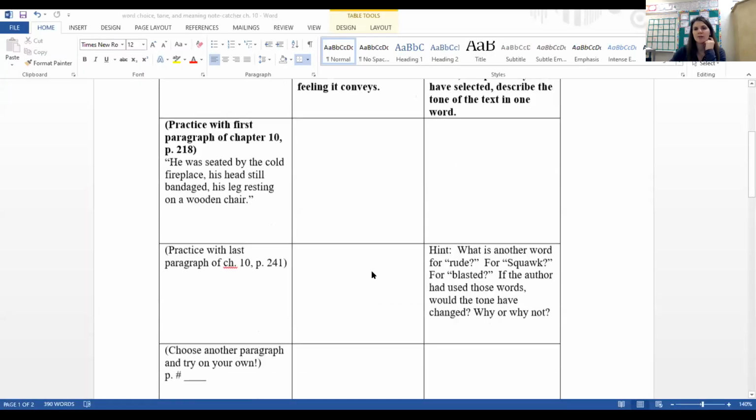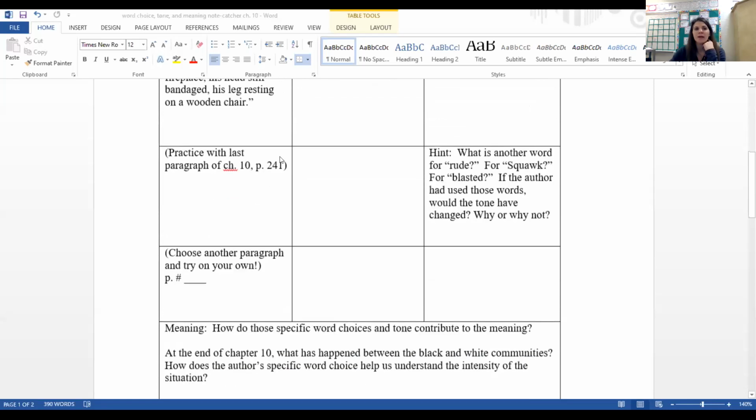I'm going to go back to our other chart. We're continuing down. So this time you need to do a little bit more for me. In this box, it asks you to practice with the last paragraph of chapter 10, which is on page 241. So I am going to read that to you, but there's no quote here yet. So what you need to do is pick out what quote from that last paragraph really gives across some key word choices that you think are going to help develop the feeling and also convey the tone of the author. So I'm on 241.